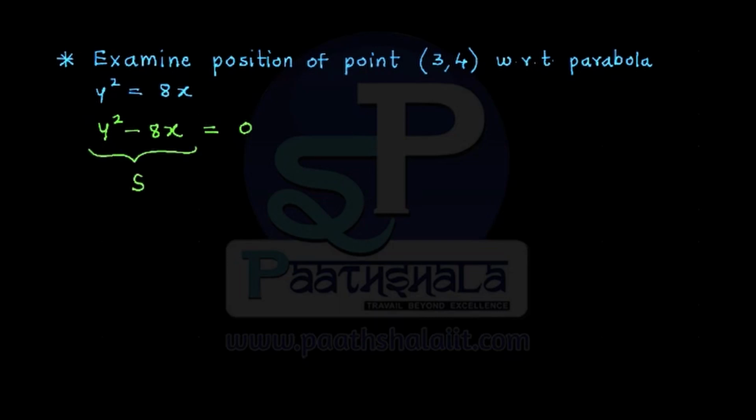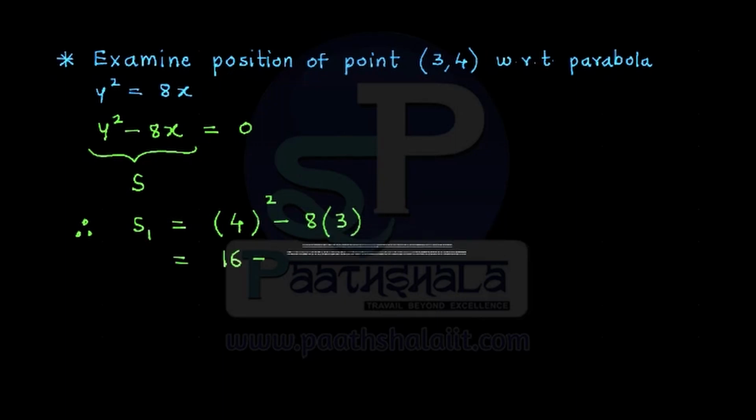This left hand side is what we call S. Therefore we have to calculate the expression S1 in which we put the coordinates of the point. So it is 4 square minus 8 into 3. We know that 4 square is 16, minus 24. Now we are not really interested in finding out the answer. We are just interested to know whether it is less than, greater than, or equal to 0. And this is clearly less than 0. Therefore the point lies inside the given parabola. That's the answer.